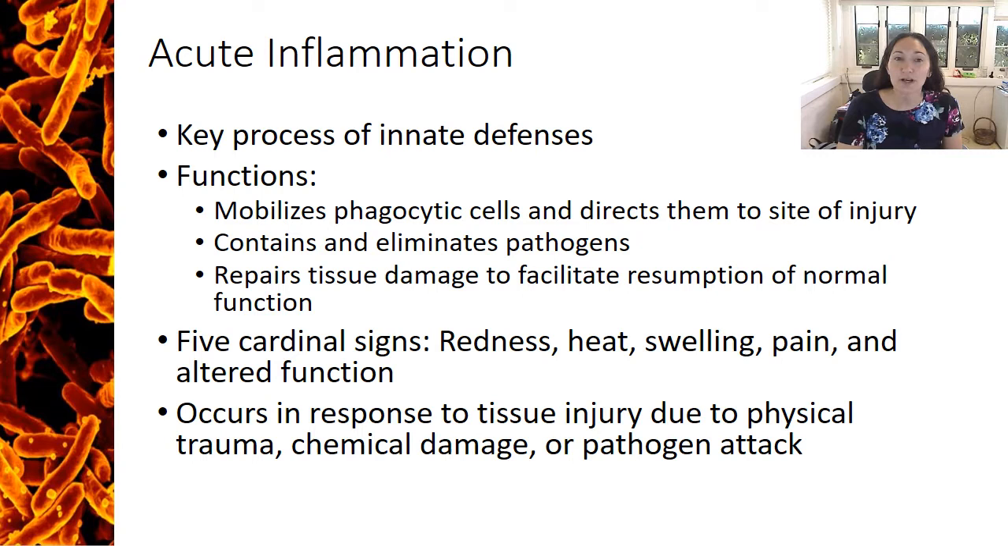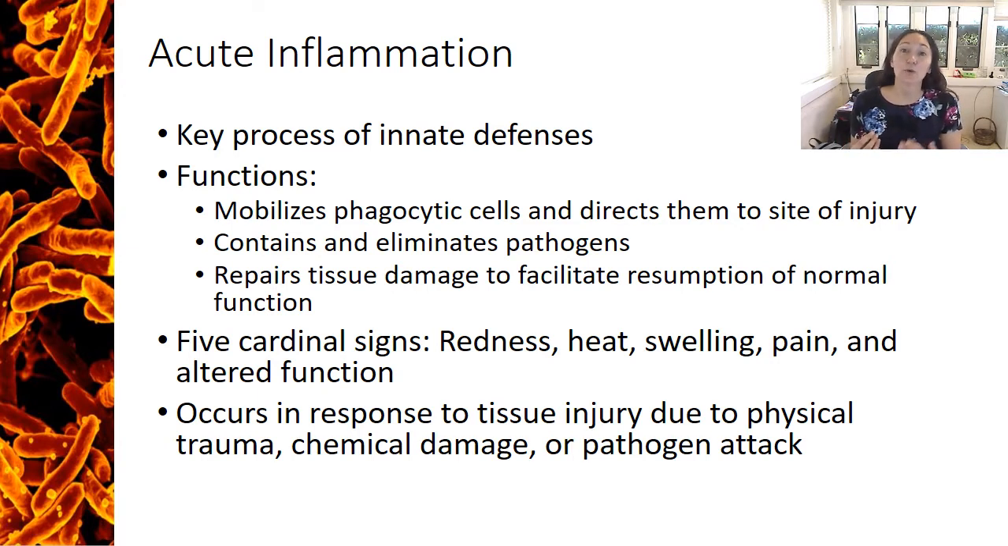This is that key process of the innate defenses, and its whole purpose is to do a couple things. The first is it mobilizes those phagocytic cells and gets them to the site of an injury. So it says, here's where the injury is, here's where the invading pathogens are. We have to get all those immune cells to that area. The second is we contain the pathogens in that area and we eliminate them. So the phagocytic cells are able to destroy the pathogens themselves. And then the third part is to repair the tissue damage, to fix any of the problems or the damage that had happened during that injury.